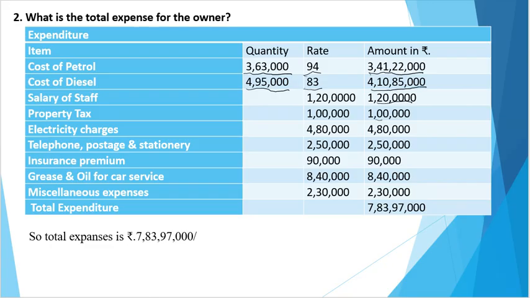Property tax is 1 lakh. Electricity charges 4 lakh 80,000. Telephone, postage and stationery charges 2 lakh 50,000. Insurance premium 90,000. Grease and oil for car service 8 lakh 40,000. Miscellaneous expenses are given as 2 lakh 30,000. So if you add all these, this will be 7 crore 83 lakh 97,000. So total expenses are 7 crore 83 lakh 97,000.